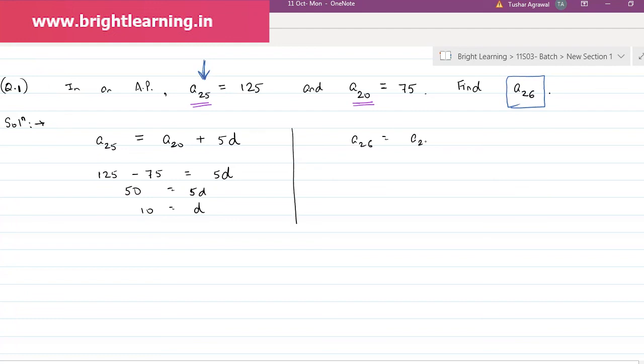The 26th term and the 25th term, how are they related? From the 25th term, just go 1 unit ahead. One step is a jump of D units. So 125 plus 10. That's it, 135. Got it? Yes, sir.